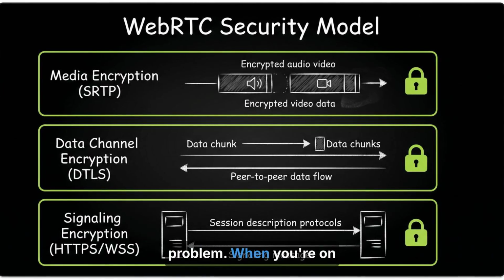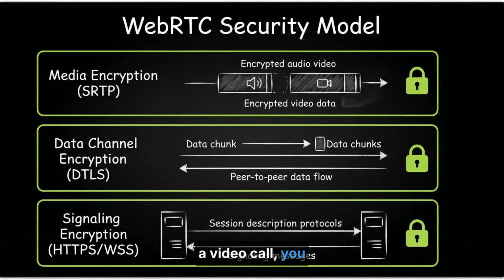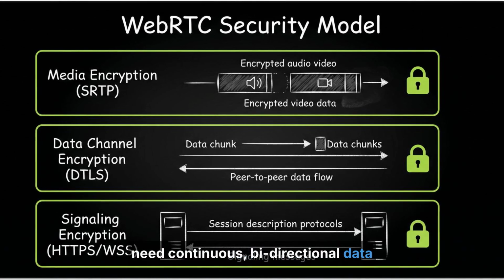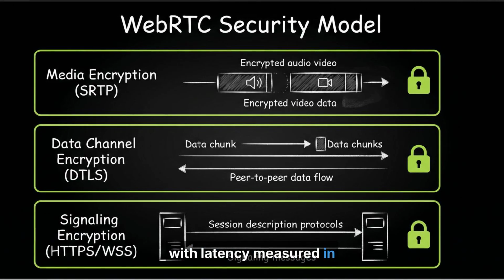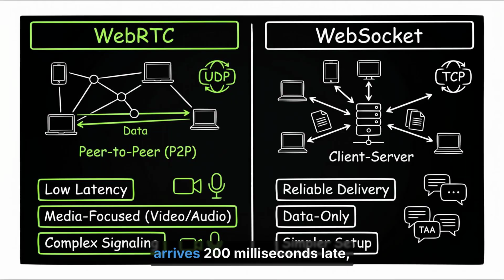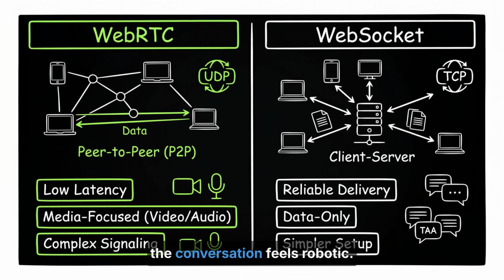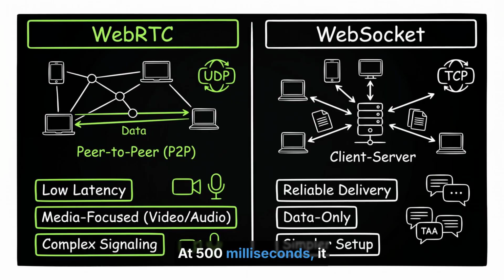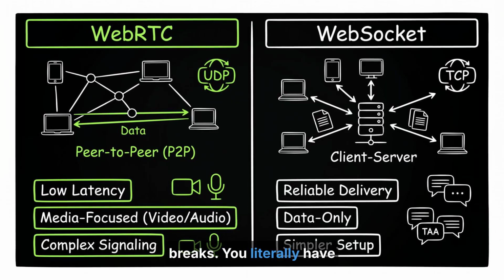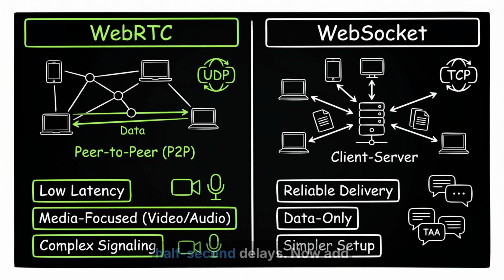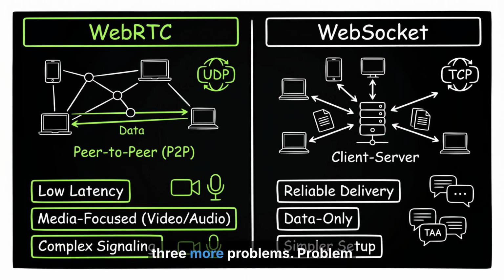Here's the core problem. When you're on a video call, you need continuous, bidirectional data with latency measured in milliseconds. If a packet arrives 200 milliseconds late, the conversation feels robotic. At 500 milliseconds, it breaks. You literally cannot have a natural conversation with half-second delays. Now add 3 more problems.